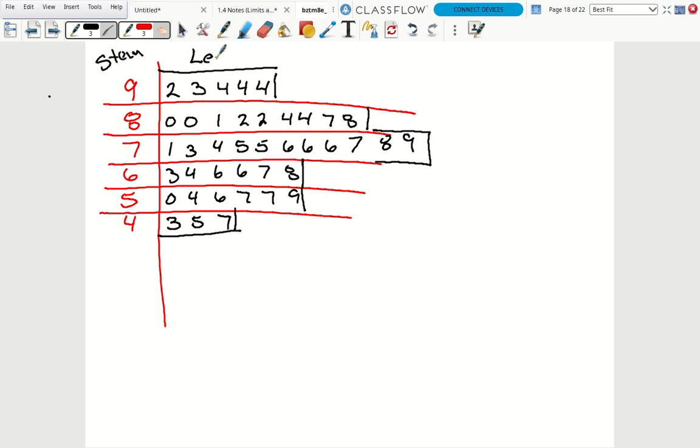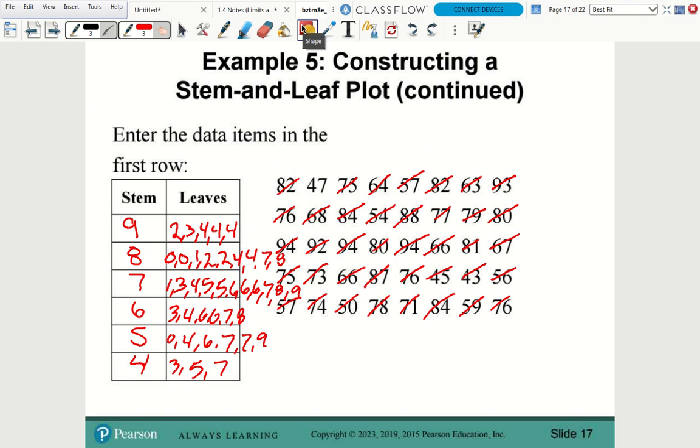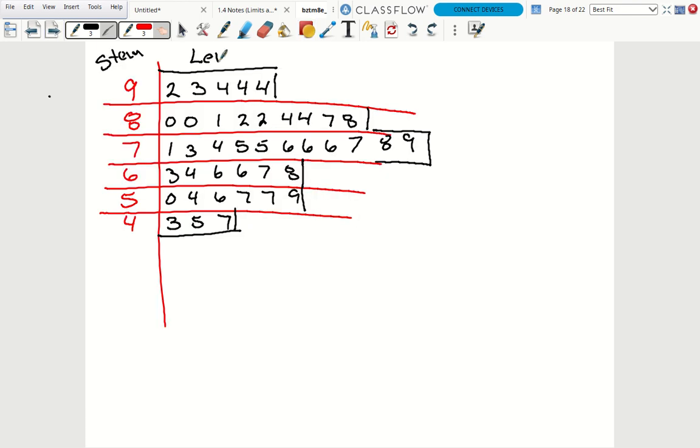And these are leaves. L-E-A-V-E-S. There you go. All right. Now, does that make sense? Yeah. Super easy, right? Anyone questions over those?